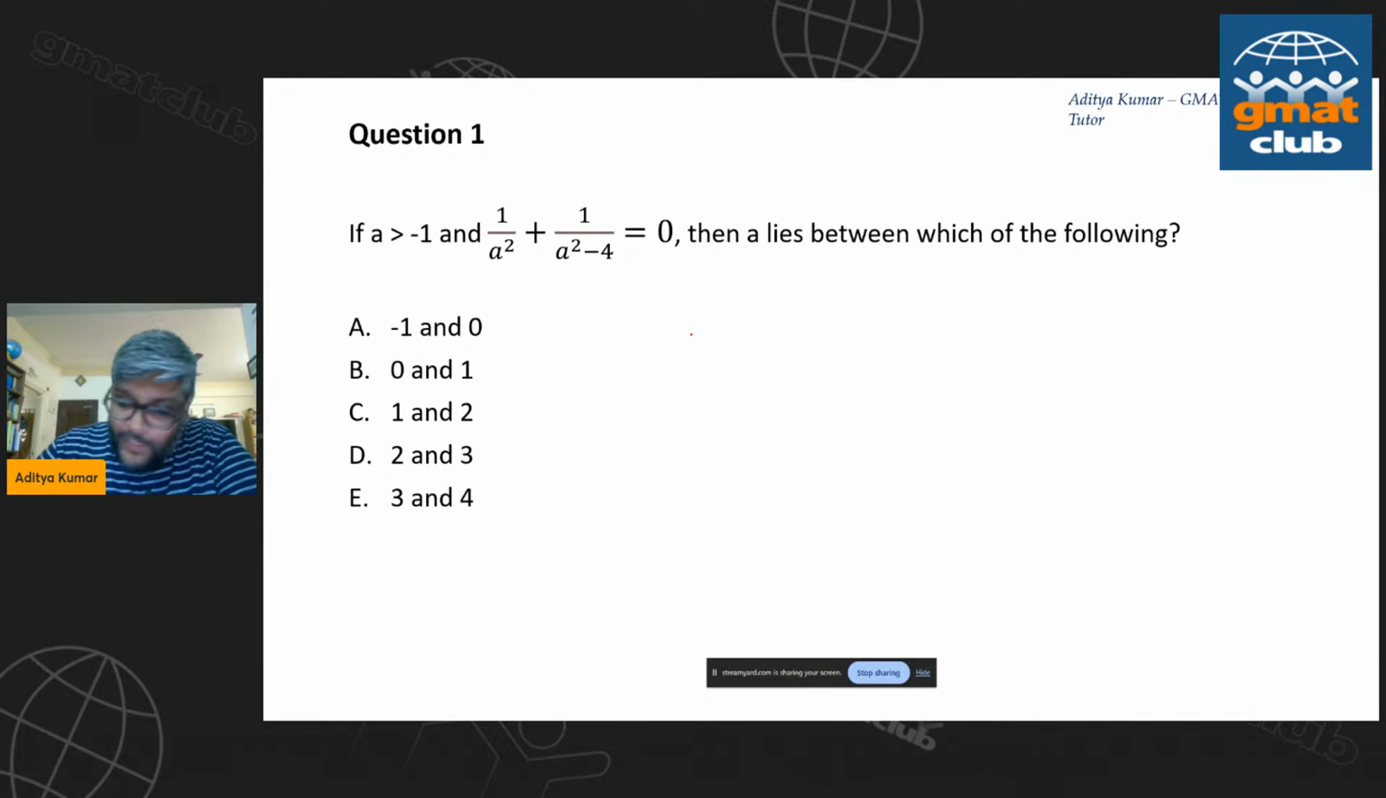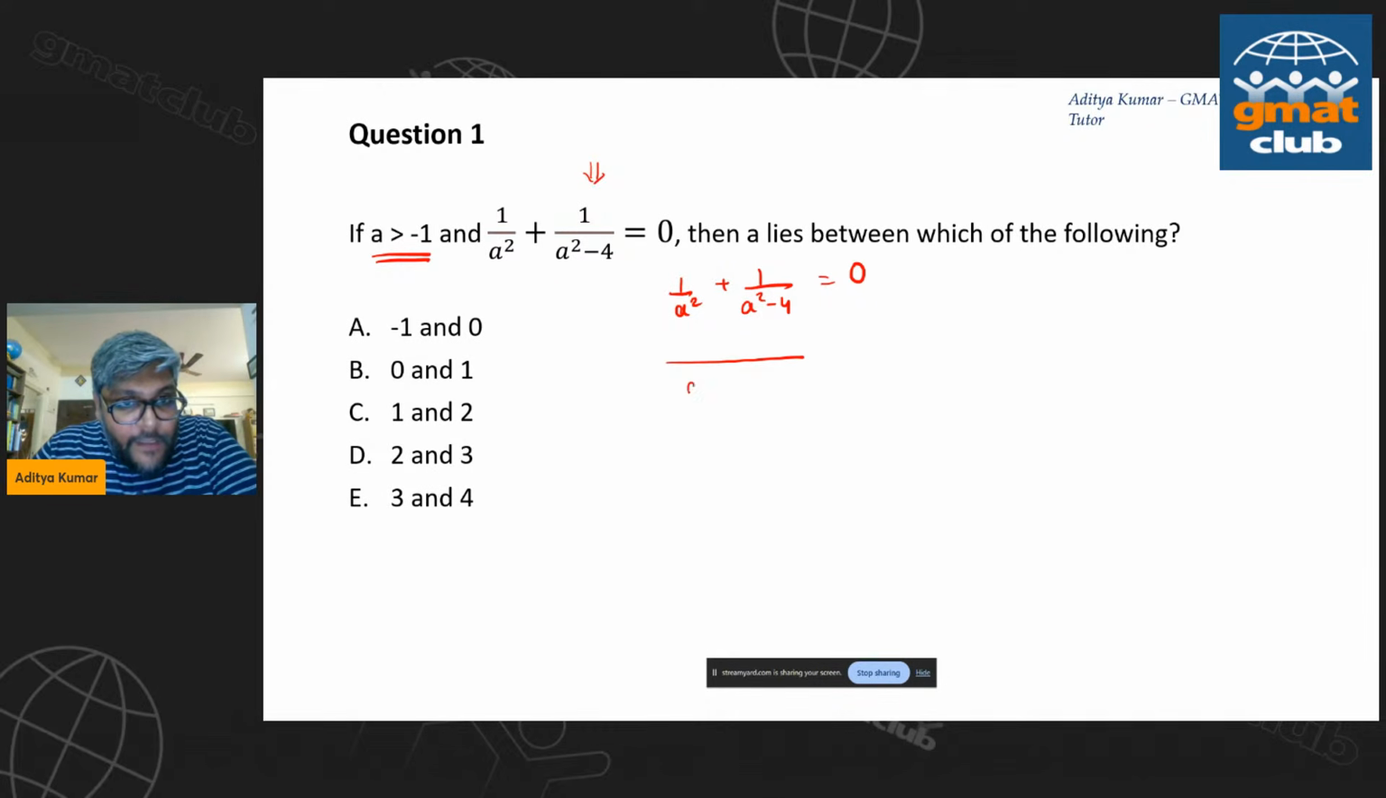Okay, started with an easy one. Remember, the mindset that I want you to develop is an algebra and analysis mindset, right? So what have we been given here? A is greater than minus 1, and I have 1 by a square plus 1 by a square minus 4 is equal to 0. Gives me an opportunity to break things down here.